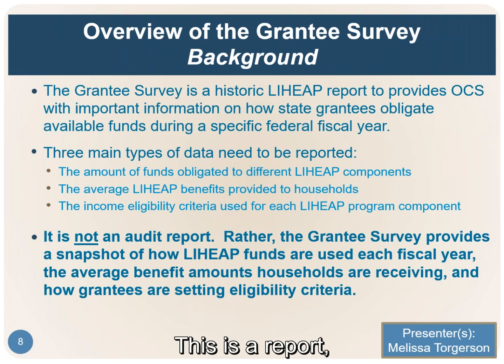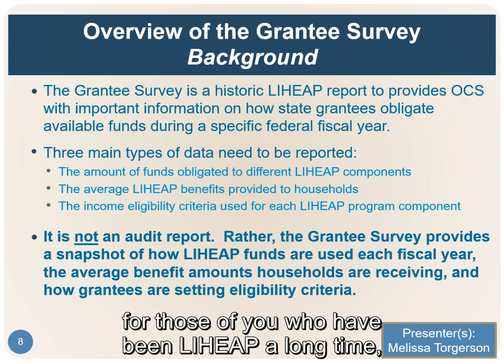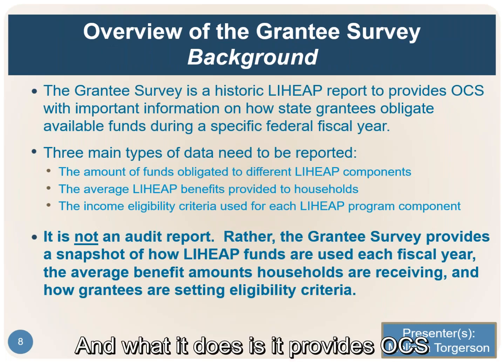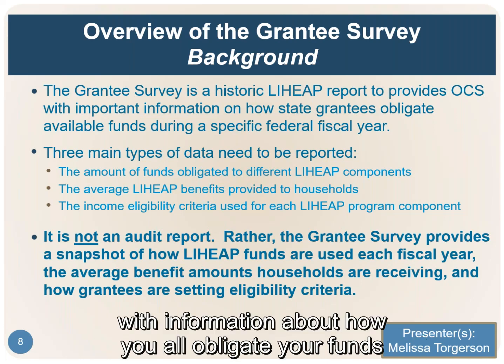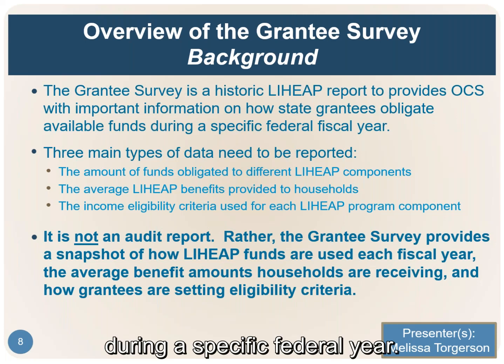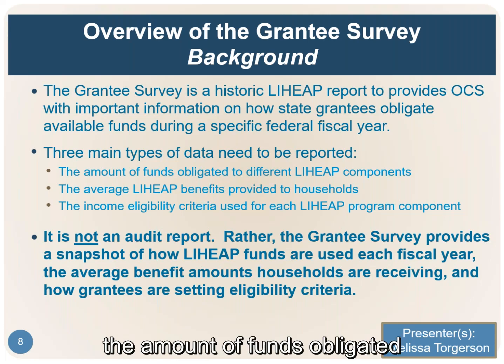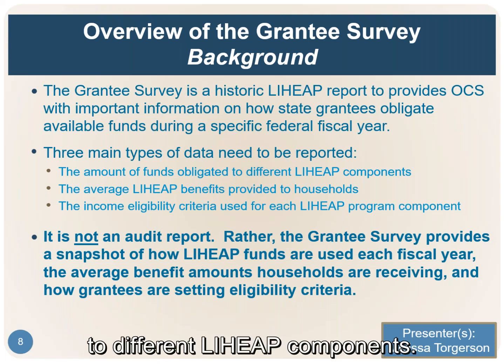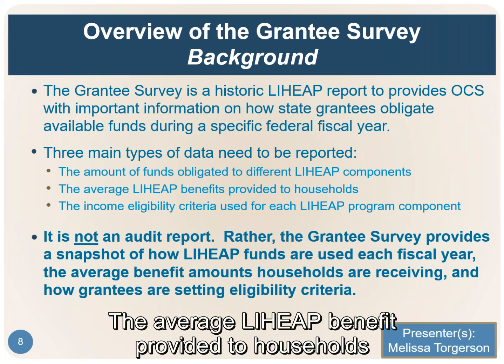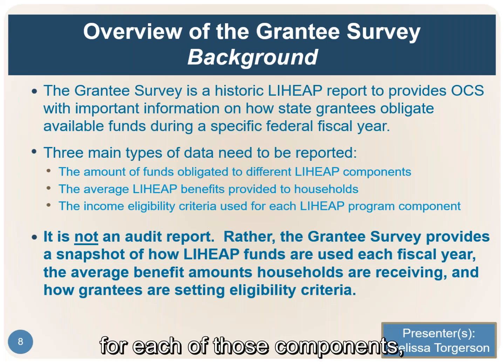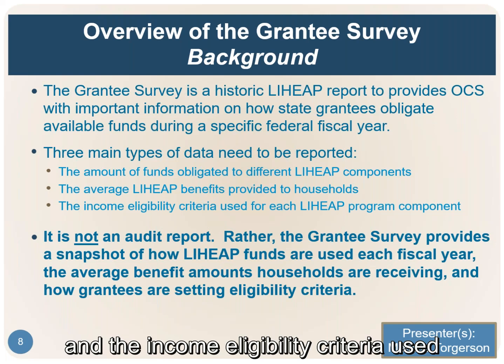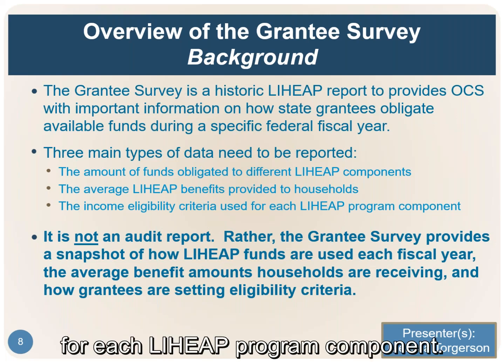This is a report for those of you who have been in LIHEAP a long time. You've been doing this report a long time. What it does is provide OCS with information about how you all obligate your funds during a specific federal year. So the 3 main types of data that you'll be reporting are the amount of funds obligated to different LIHEAP components, the average LIHEAP benefit provided to households for each of those components, and the income eligibility criteria used for each LIHEAP program component.